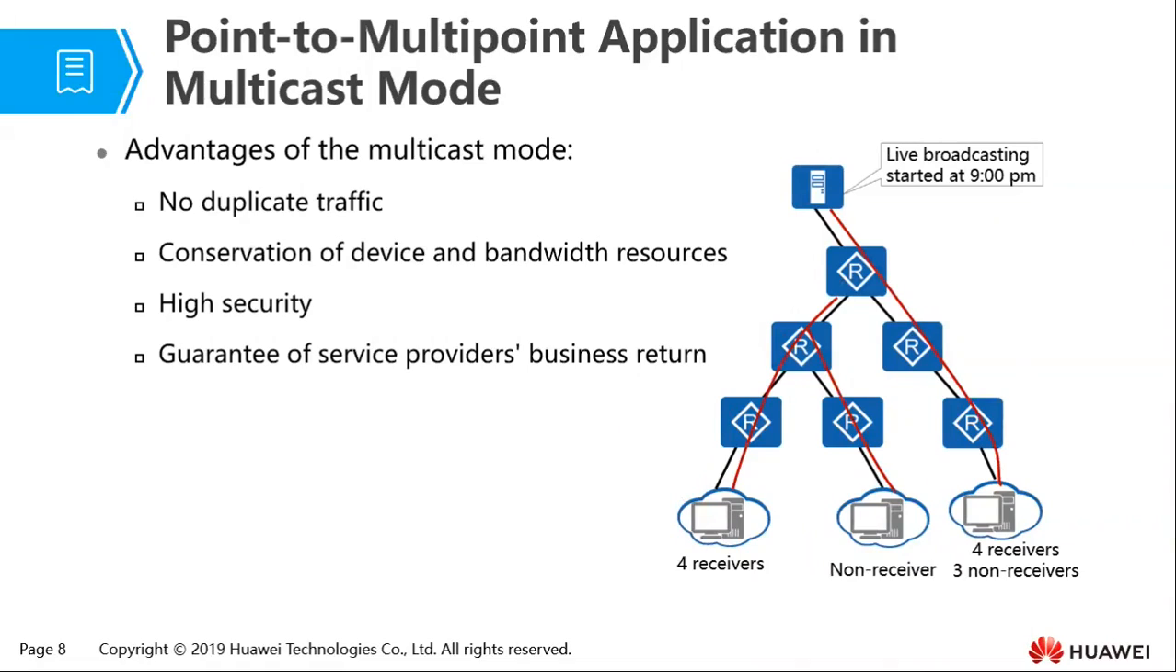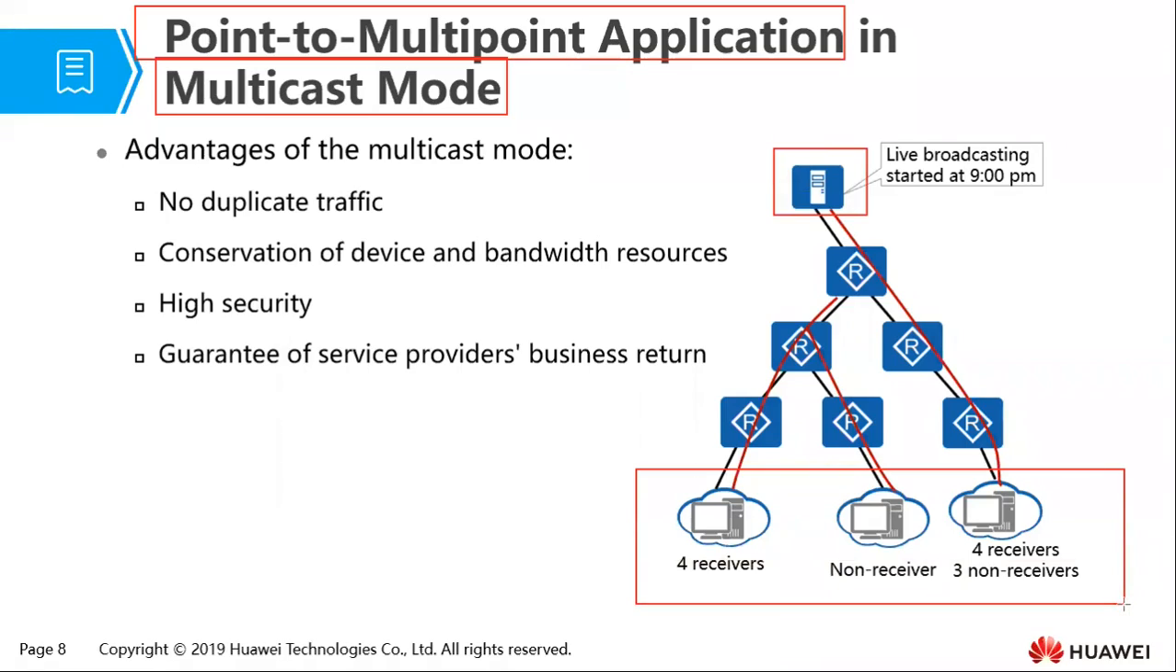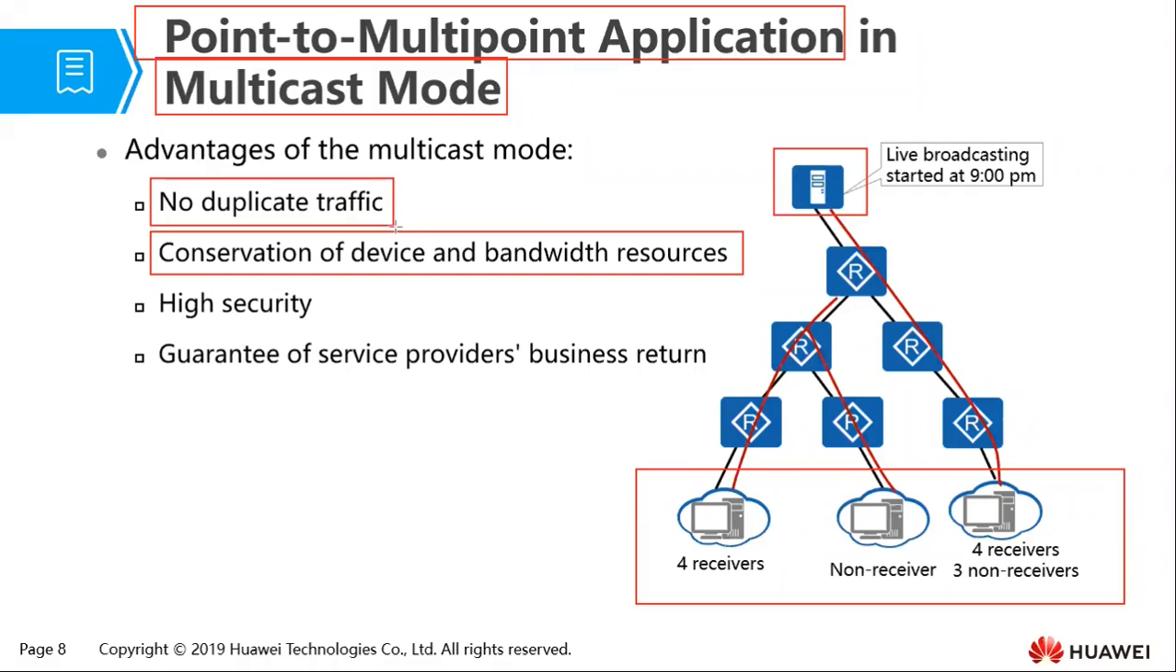And now the solution to this is multicast. So point-to-multipoint applications should be implemented in multicast mode. When multicast transmission is implemented between a source and multiple receivers, then we have a single stream of data all the way from the source to the receivers. So we have a single copy. This ensures, for example, that bandwidth and CPU resources are conserved. We do not have duplicate traffic when we use the multicast mode.